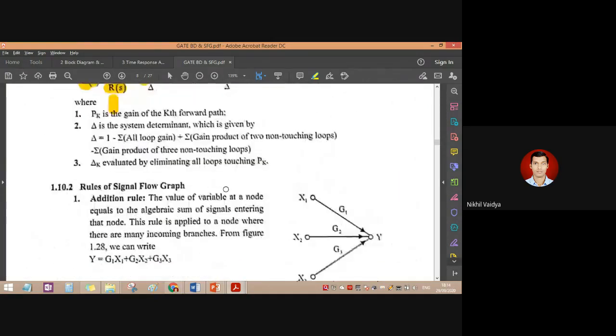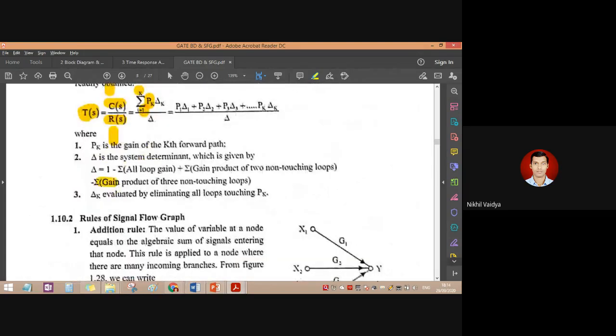So generally in our formula, we may not get this particular term, the gain product of three non-touching loops. And this is delta we have to calculate. So we will see some examples, it will be clear, and it is very easy. Once you get practice of this calculation, just by seeing the signal flow graph, you can draw this transfer function. You don't have to solve anything. It is just a question of mere practice.